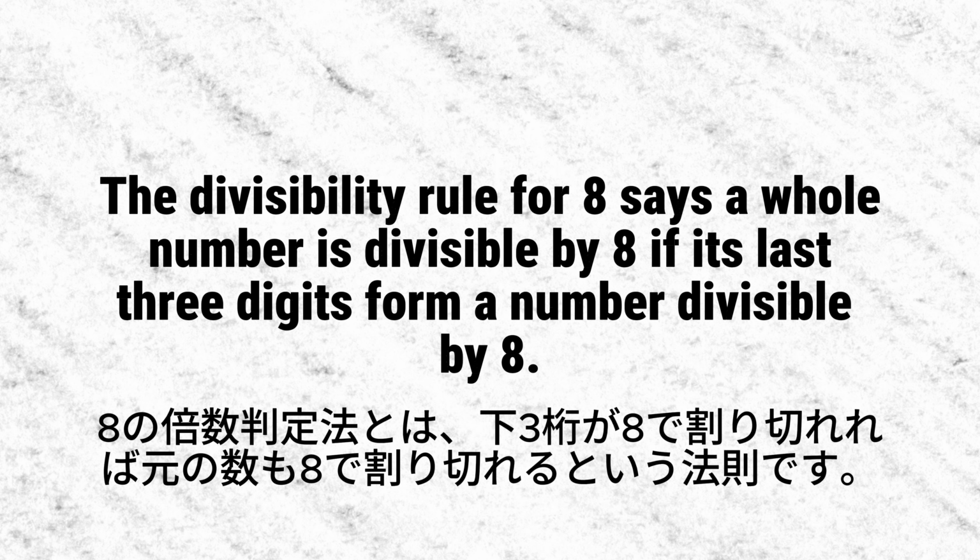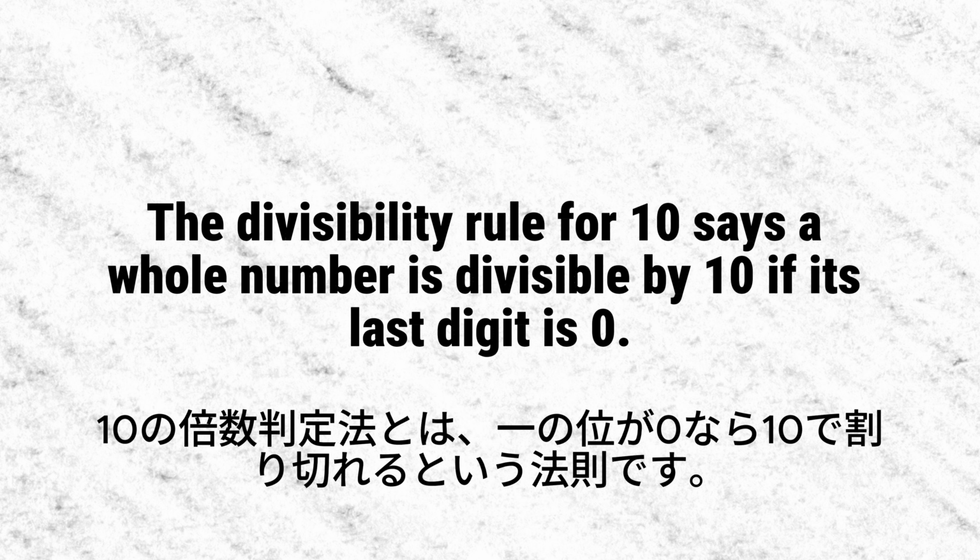The divisibility rule for 8 says a whole number is divisible by 8 if its last three digits form a number divisible by 8. The divisibility rule for 10 says a whole number is divisible by 10 if its last digit is 0.